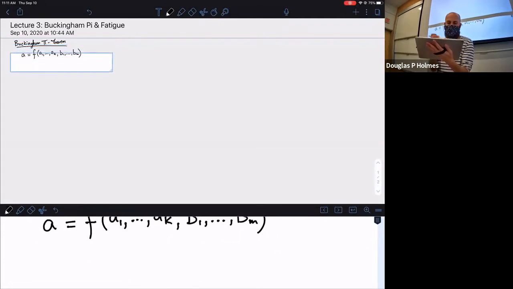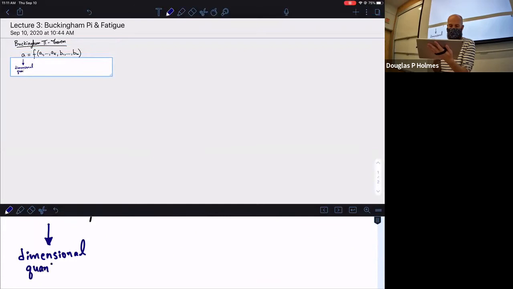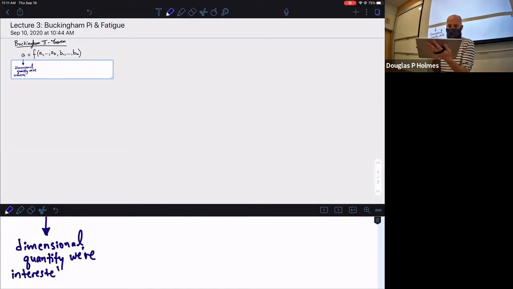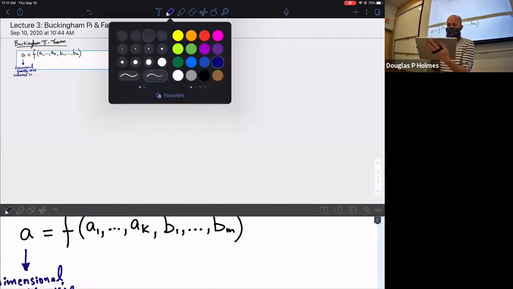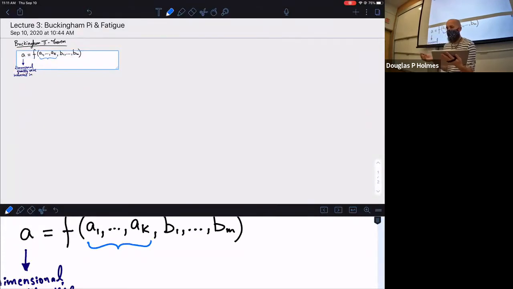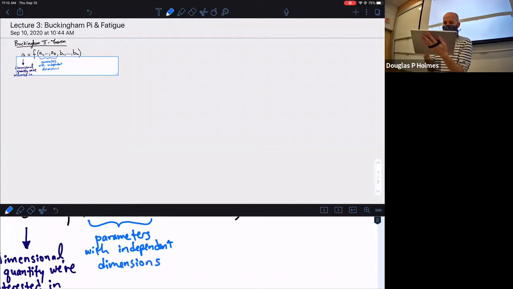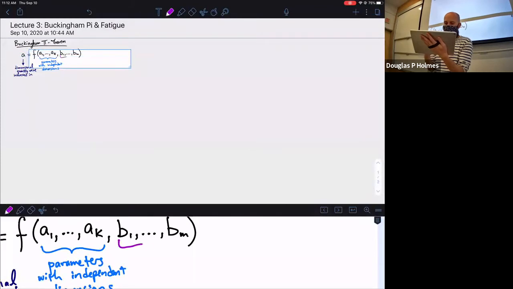Let me give you some context with these, almost just writing out what I just said. A is the dimensional parameter we're interested in. A1 through AK are the parameters with independent dimensions. B1 through BM are parameters that can be expressed as products of powers of A1 through AK.